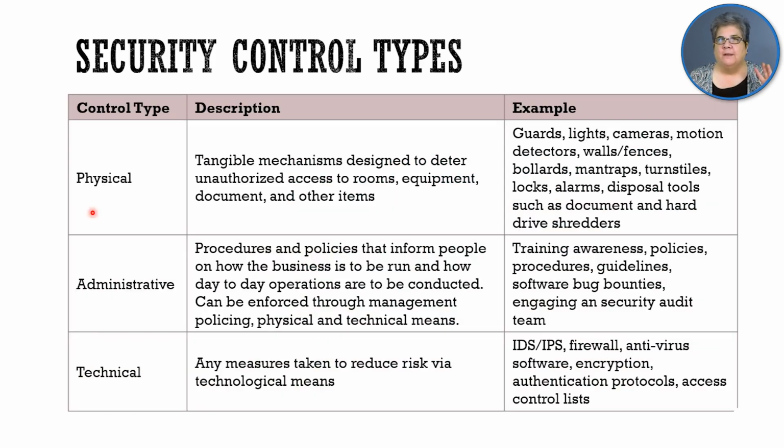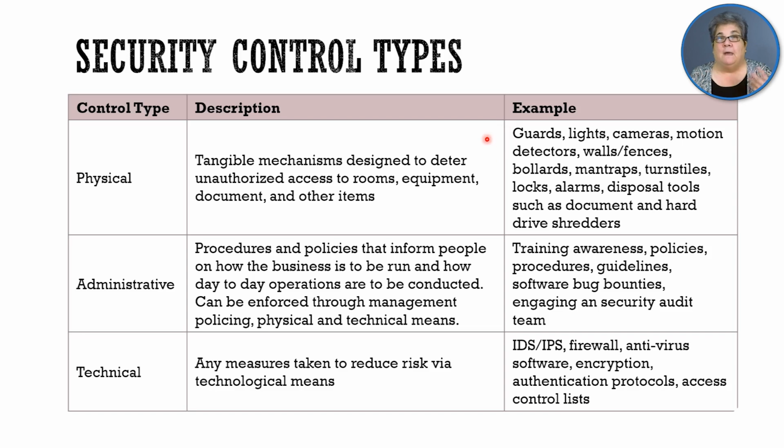There are 3 types of security controls: physical, administrative, and technical. Now, let's see the difference. Physical is like it sounds. You can touch it. It's tangible. It's usually mechanical in nature. It's designed to deter unauthorized access into rooms or to equipment or to documents or data.